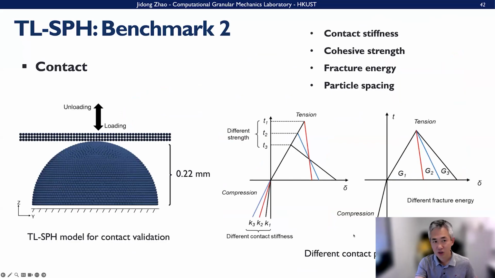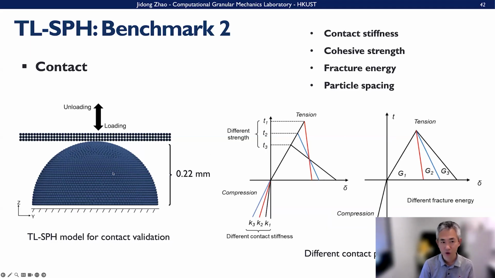Another benchmark shown here is a contact example. For example, we add a rigid body plate, and then push a particle. We simulate a half ball here, and then move downwards, and we do unloading, and then do a loading, and then we remove it slightly and simulate this unloading process here.